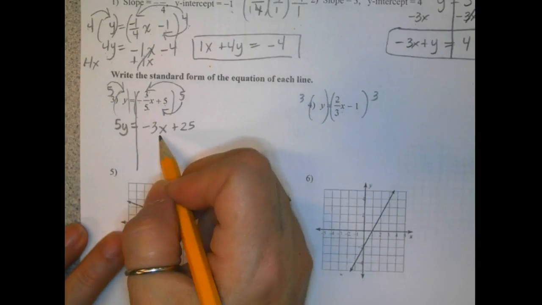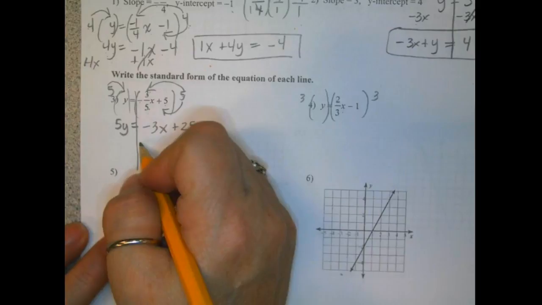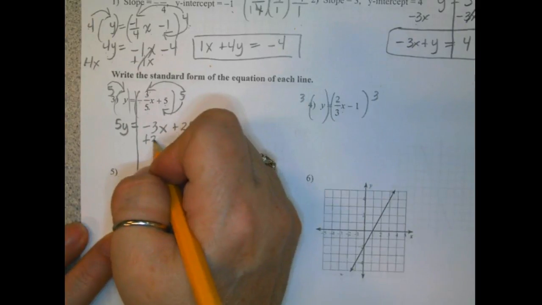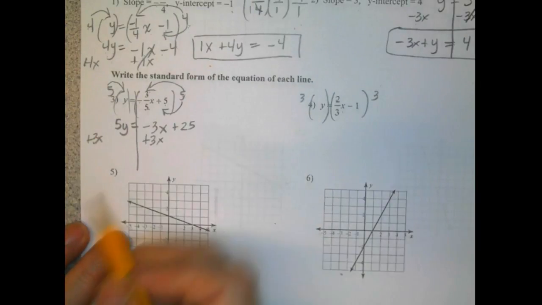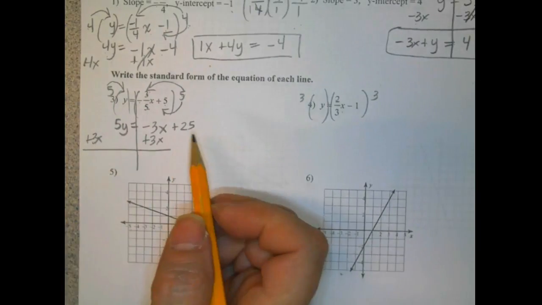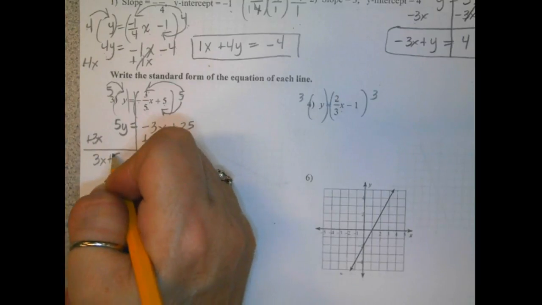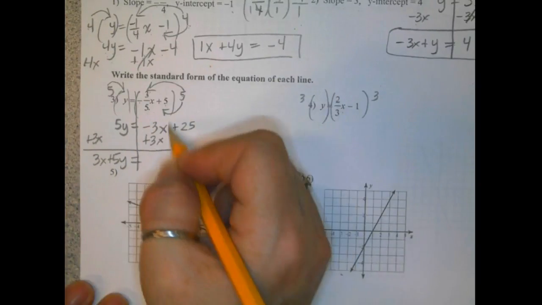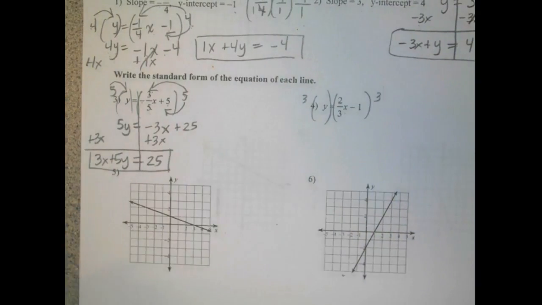So now I'm close. I need to move this negative 3x. So the opposite of negative 3x, and this is where you guys got to be careful, is positive 3x. Okay? So as I do that, I'm going to end up with positive 3x, positive 5y, and it's going to be equal to 25. Bam.